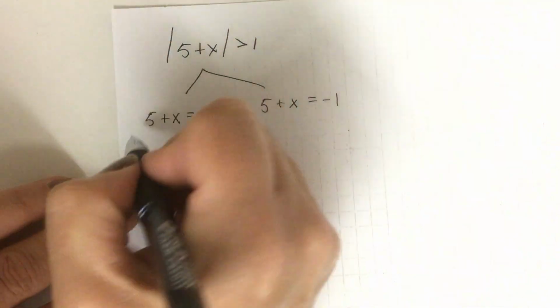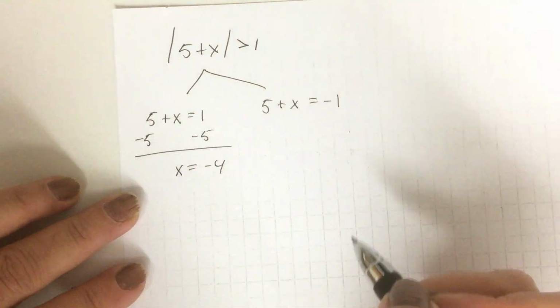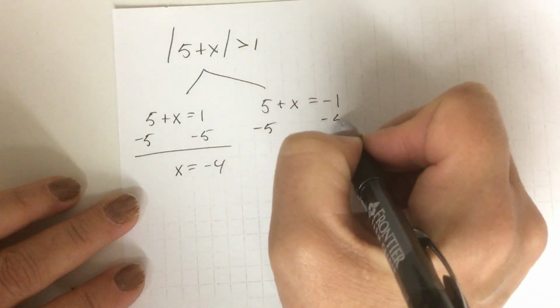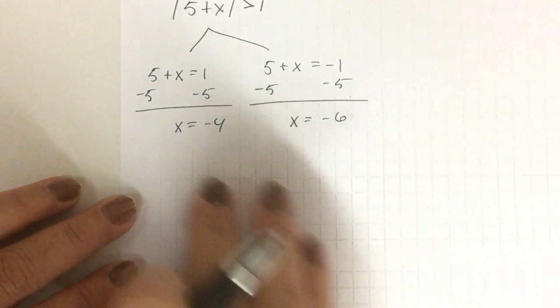So we solve both of those. Subtract 5 from both sides. x equals negative 4. Subtract 5 from both sides. x equals negative 6. So now I make a number line with those numbers.